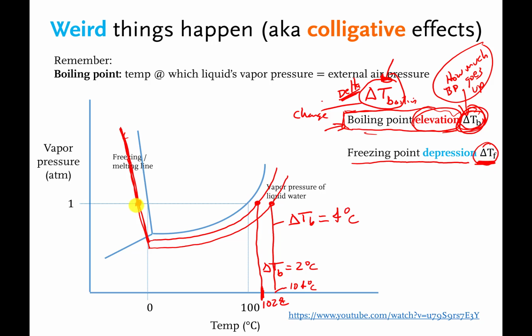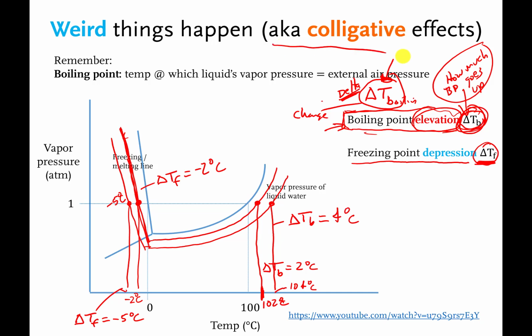If I had some salty water and the new freezing point was -2 degrees Celsius, then basically the freezing point depression for my salty water would be -2 degrees Celsius. Or if I added even more salt or something else that made the freezing point go even farther down, maybe to -5 degrees Celsius, then the freezing point depression would be -5 degrees Celsius. And all of these, again, are called colligative effects.